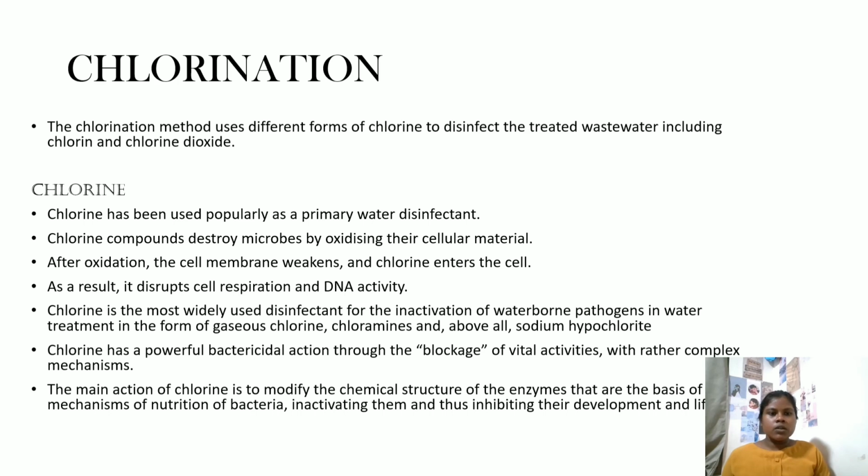After the oxidation, the cell membrane weakens and the chlorine enters the cell. As a result, it disrupts respiration and DNA activity. The main action of chlorine is to modify the chemical structure of the enzymes that are the basis of the nutrition mechanism of bacteria, inactivating them and thus inhibiting their development.